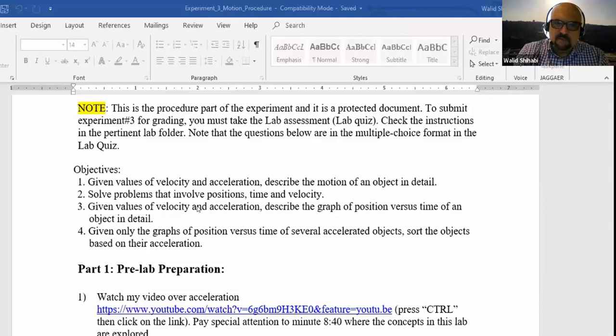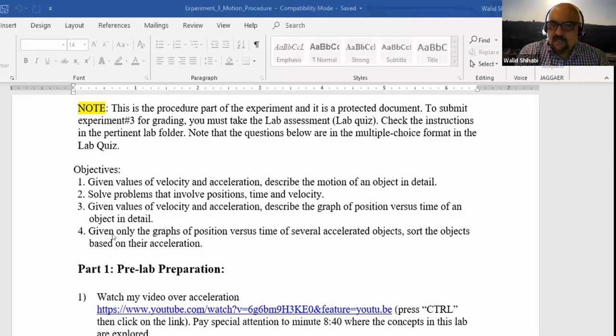Number 3 here, given values of velocity and acceleration, describe the graph. Okay, so it's very important to be able to describe the graph. And again, remember guys, a straight line means constant velocity. Whether it's a positive slope or negative slope, it's a constant velocity, meaning the acceleration will be 0. If you have a parabola, a curve concave up, this is acceleration. If you have a curve concave down, then this is deceleration, meaning the velocity is decreasing.